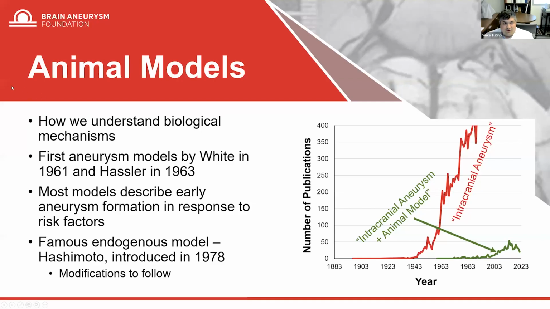So in order for us to understand mechanistically how the aneurysm is forming and growing and can eventually rupture, we have resorted in the field to using animal models, right? And this is what we've been doing to really get at the biological mechanisms. And so you can see here, the first animal models of aneurysm really began in the 1960s, where a group with White et al. and Hassler et al. began using rabbits and canines to induce some of the first artificial aneurysms.